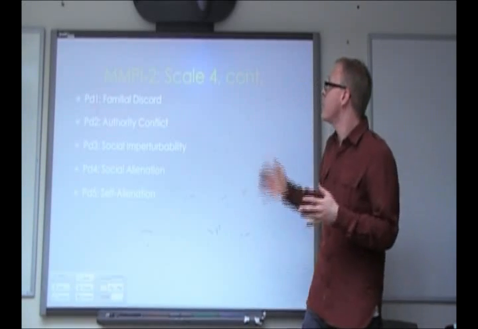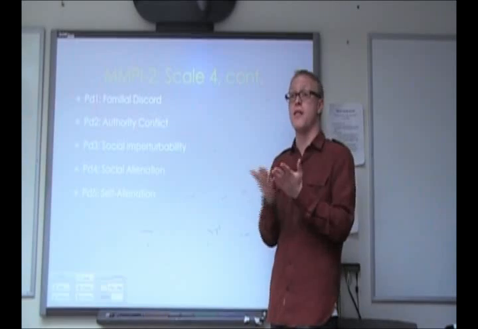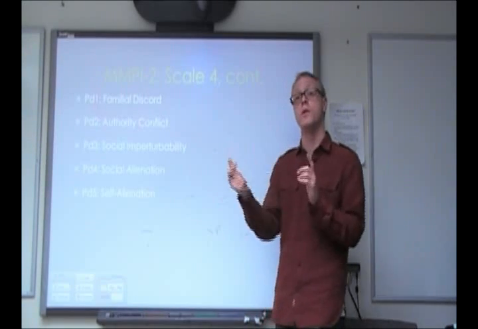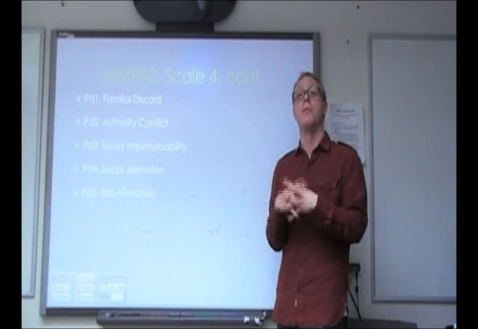Other things that could bring about elevations on scale 4 are people that, because of, say, childhood abuse, are very attuned to others, because they tend to be very keen on looking at how other people respond to them.